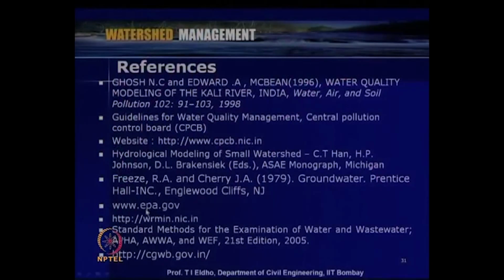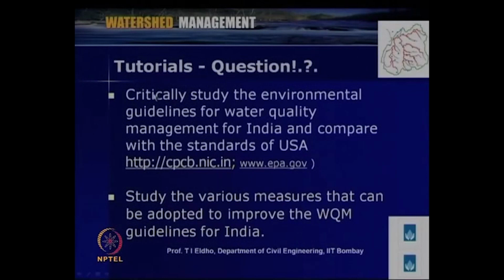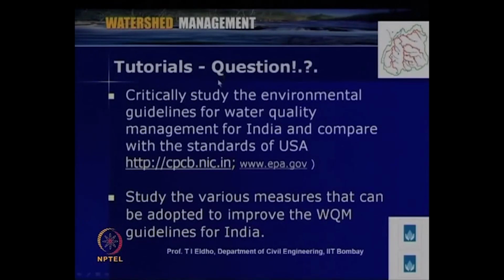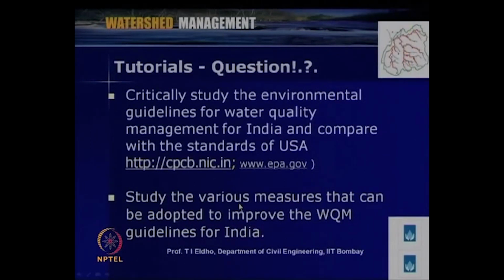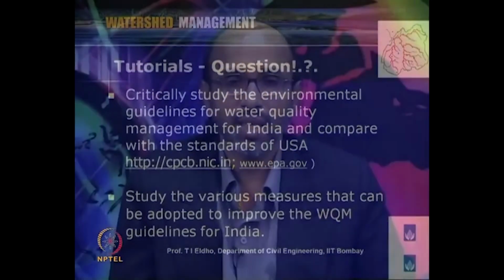Some of the references used for today's lecture are mainly from the Central Pollution Control Board website and the EPA website. Then a few tutorial questions: critically study the environmental guidelines for water quality management for India and compare with the standards of the USA. These details are available on the website. So study this and compare. Study the various measures that can be adopted to improve the water quality management guidelines, for example in India. So, see what is there, compare, and consider how we can improve.